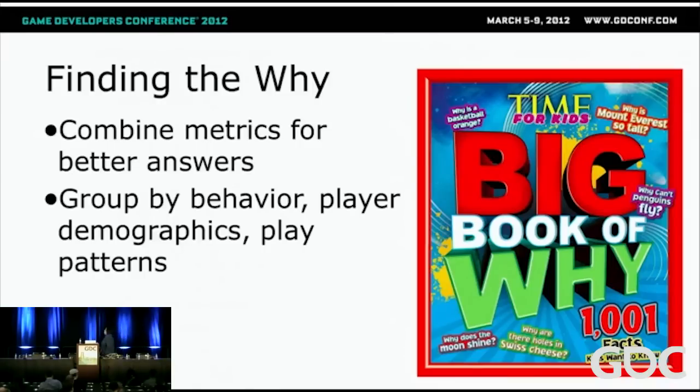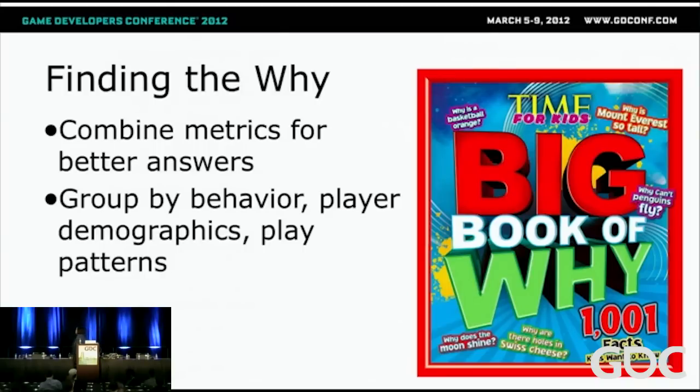Sometimes it's by behavior, like players with long session times versus players with short session times, players who play more times a week versus fewer, players who have more friends than players who have less friends. There's the obvious, like gender, age, nationality, all that stuff, right? That's the expected stuff. It's more interesting when you start combining multiple metrics to think about play patterns.